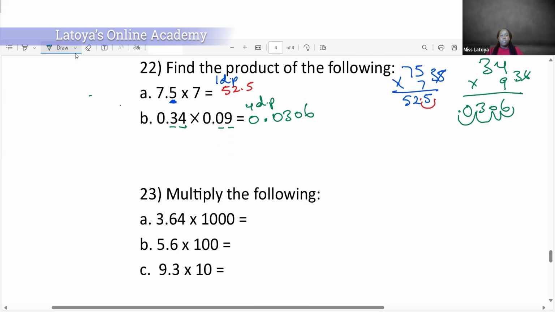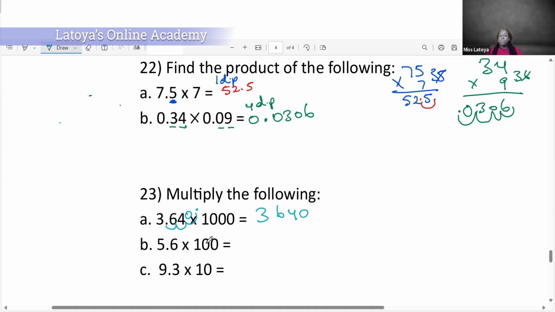Multiplying decimals again, but we are multiplying by 10, 100, and 1,000. Once we are multiplying by 10, 100, and 1,000, all we have to do is shift our decimal point to the right. I'm multiplying 3.64 by 1,000, so I'll shift my decimal point 3 times to the right. 1, 2, I have to add a 0. So my point is now after the number. So my new number is 3,640.